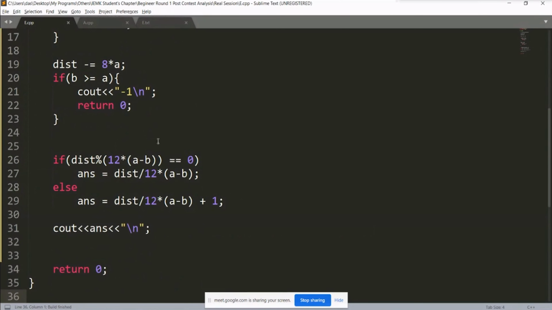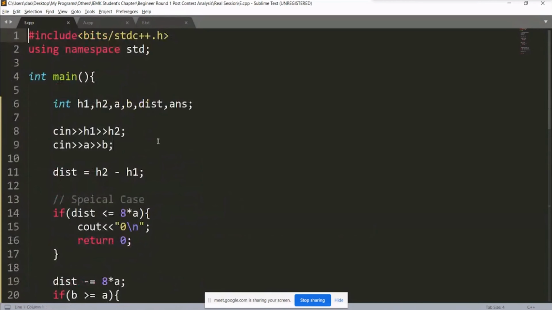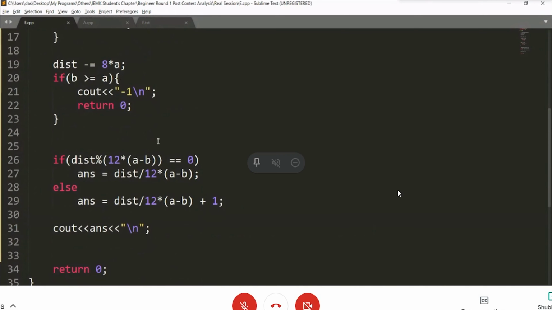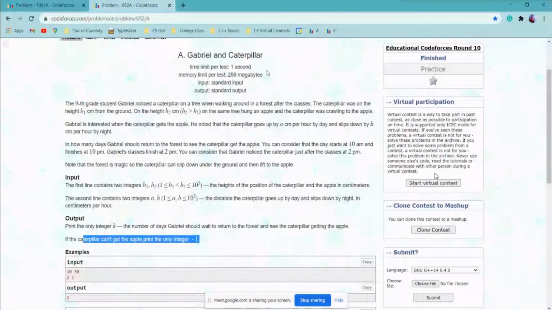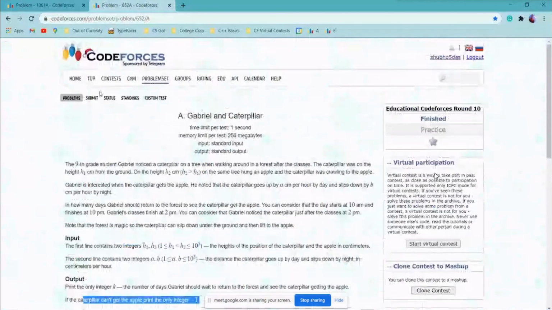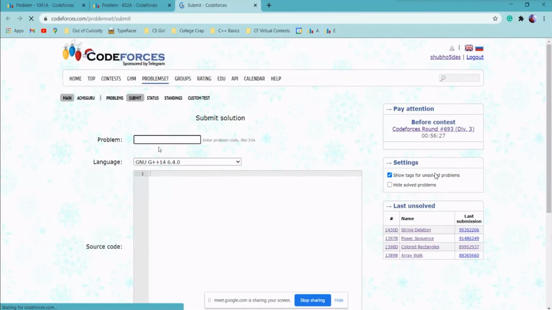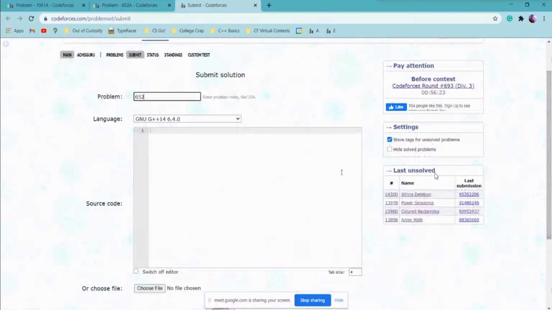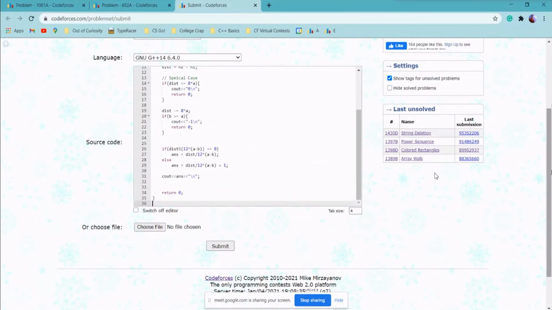Hello? Yes, Shubho. Okay, I'm just quickly trying to submit the code to gain the satisfaction that, okay, I've solved something. The problem code is 652A, and let's hope that everything goes fine.